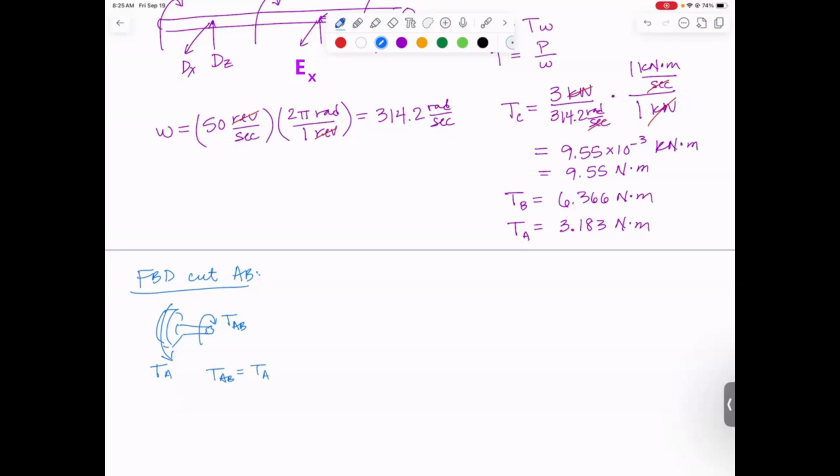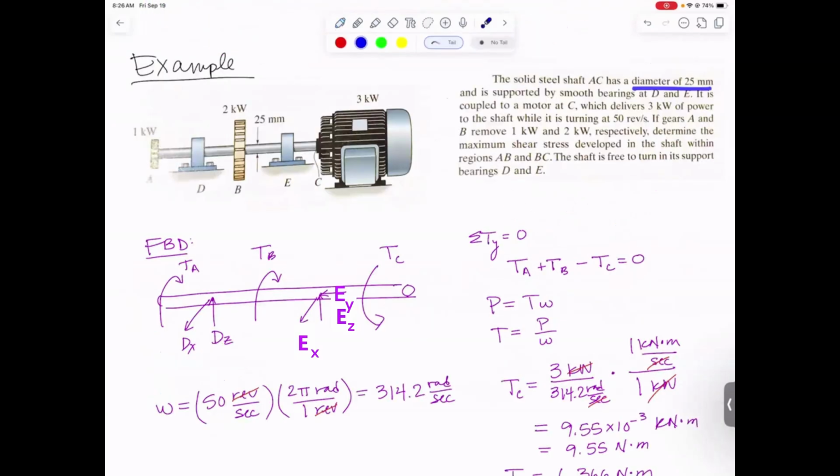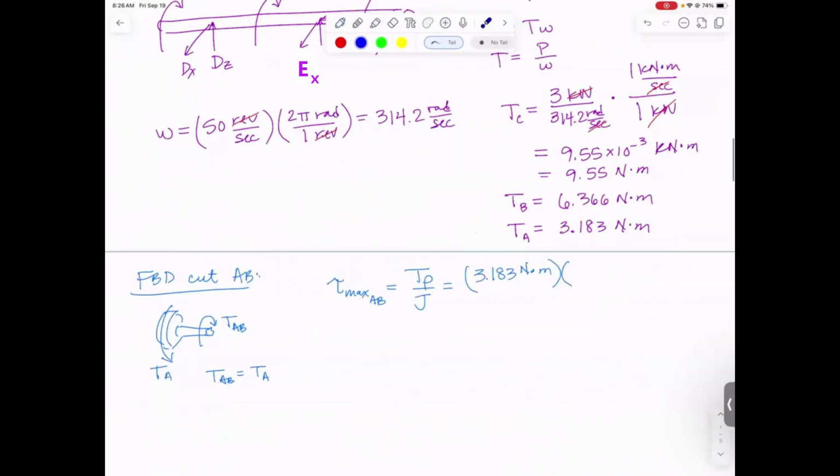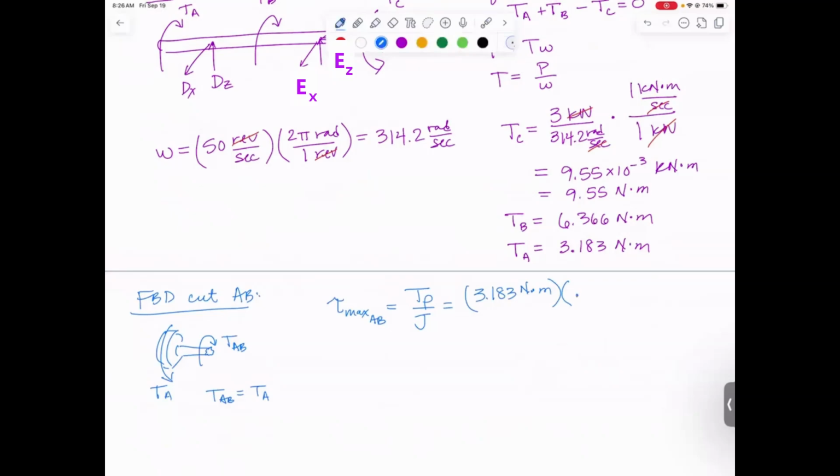How do we get shear stress? The max shear stress in AB, we're going to use our Tρ over J. The torque is 3.183 newton meters. The rho, that's the radial distance from the middle of the shaft, plug in the biggest radius. So the shaft had a diameter of 25 millimeters. So that radius would be half of that, 12.5 millimeters. 12.5 millimeters is 0.0125 meters.